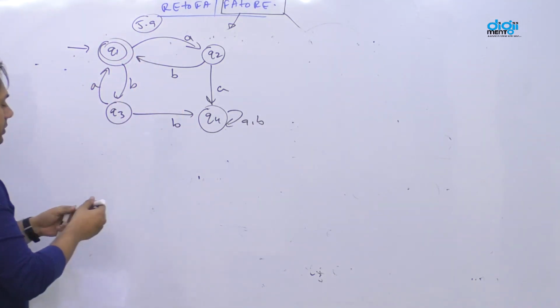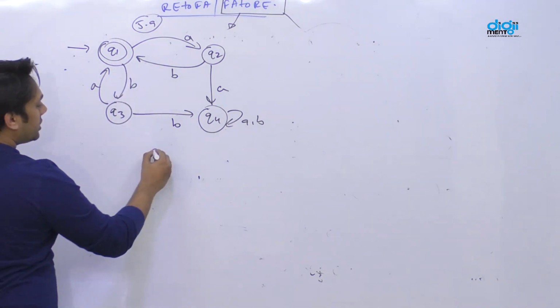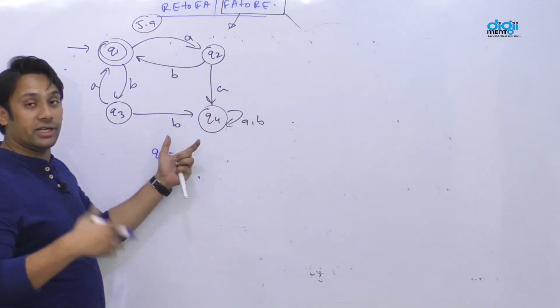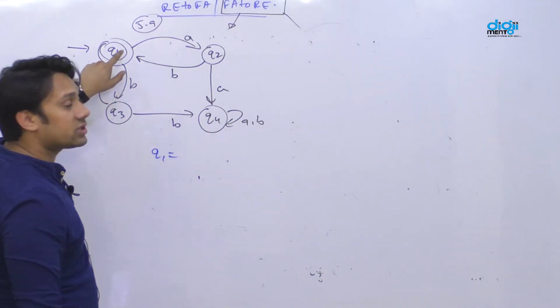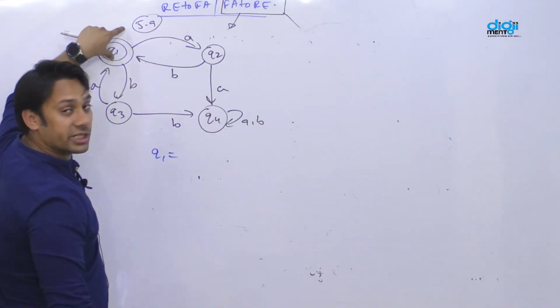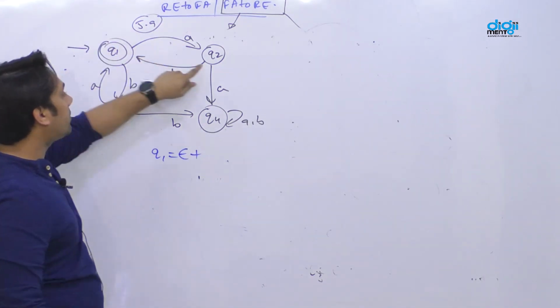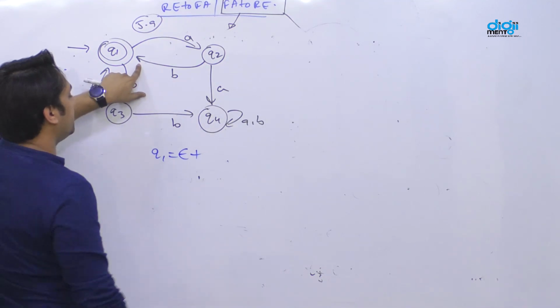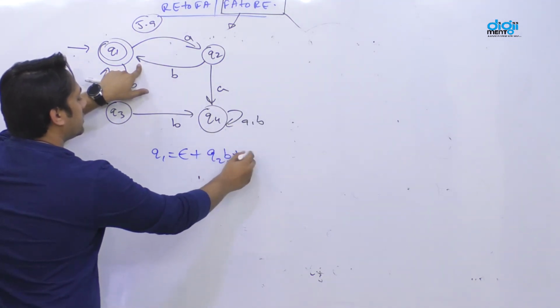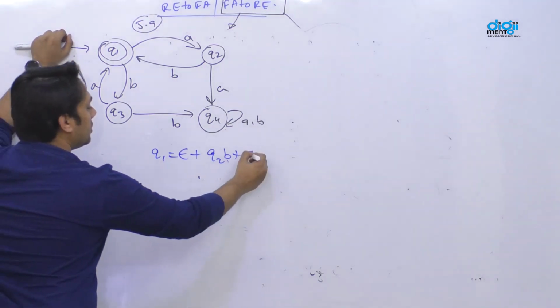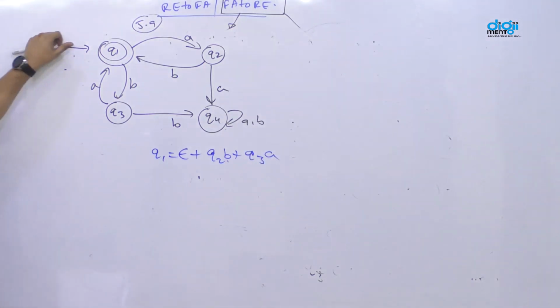So let me see how can we do it. How can you reach to the state Q1? So we should get equations for each of these states. There are 4 states, I need 4 equations. So how can you reach to the state Q1? Because state Q1 is an initial state, therefore by looking at epsilon we can reach to the state Q1. Or if you are present at the state Q2 and you are looking at a symbol B, then you can reach the state Q1. Or if you are present at the state Q3 and you are looking at a symbol A, then you can reach to the state Q1.